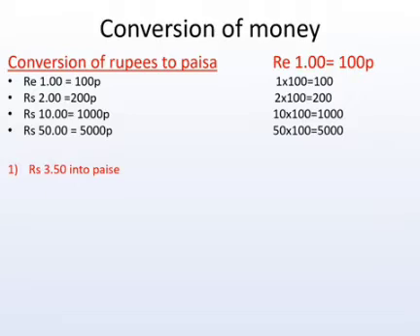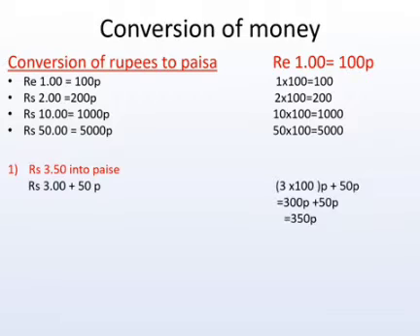2 rupees. 2 into 100 is 200. So 200 paise. 10 rupees. 10 into 100 is 1000. So 1000 paise. 50 rupees. 50 into 100 is 5000. So 5000 paise. This is how we convert rupees into paise. Now let us learn how to convert paise to rupees.